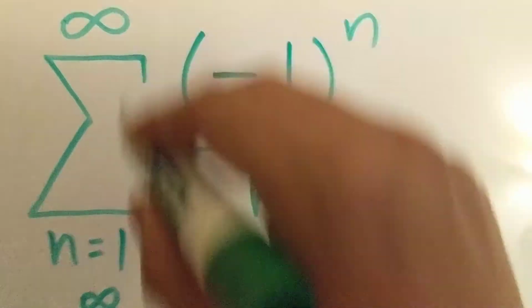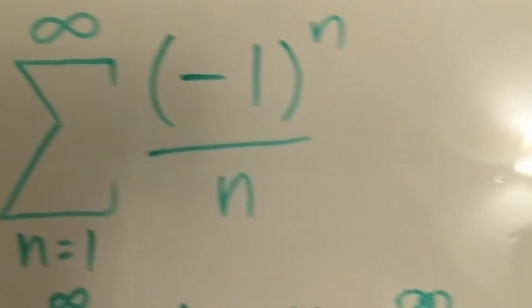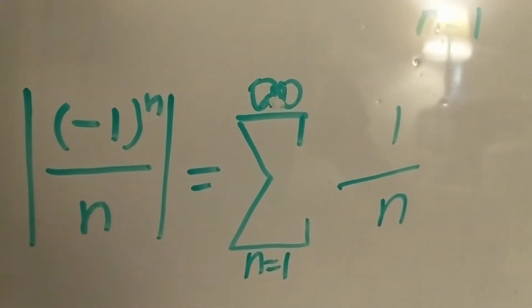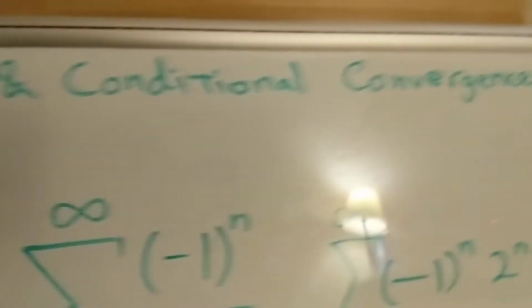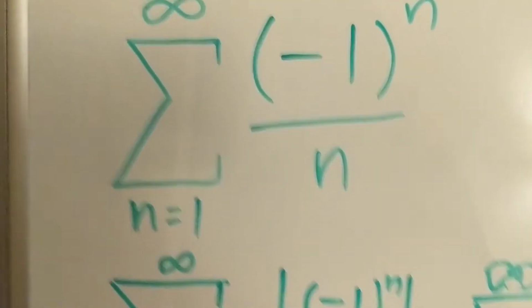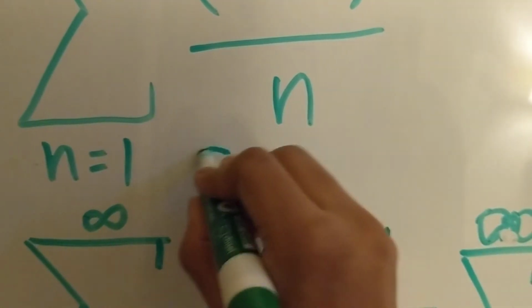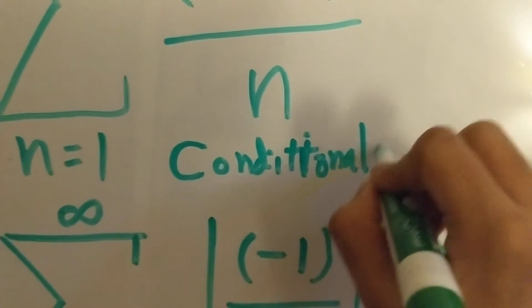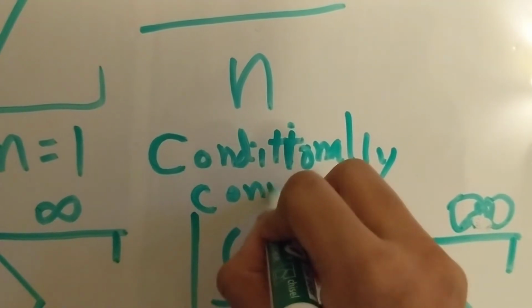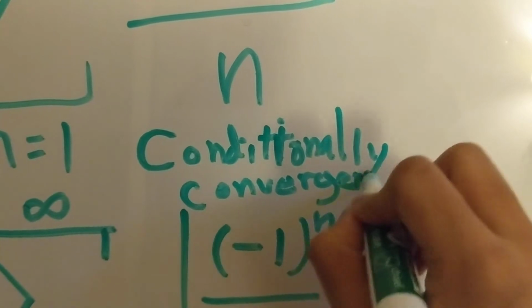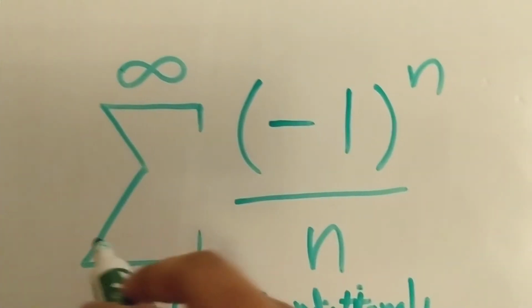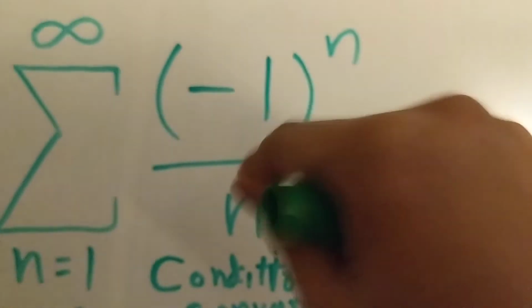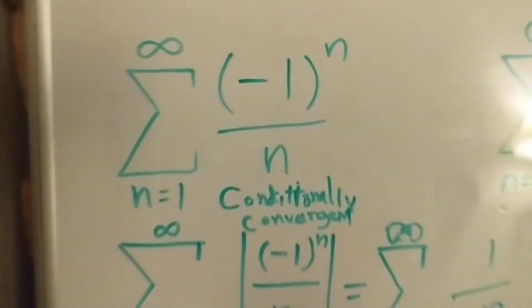But we know that the original series we were working with is convergent. So the series is convergent, but when you take the absolute value, it is divergent. What does this mean? This is a status that we call conditional convergence, or this is conditionally convergent. I'll write this down: conditionally convergent. This series is convergent, but it is only conditionally convergent, meaning if you take the absolute value, it'll be divergent.